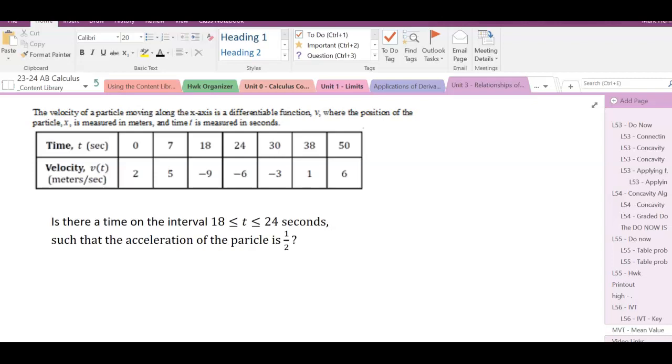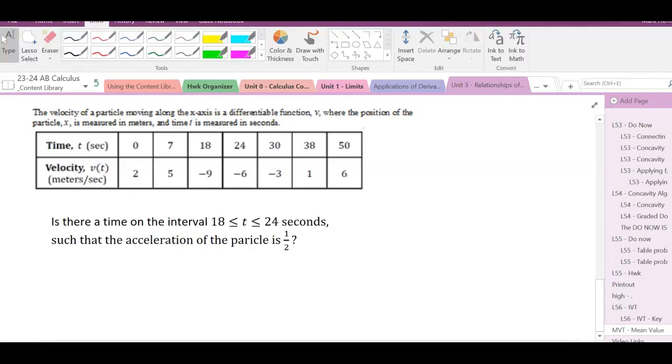So here's a question. Just take a minute to read it. The velocity of a particle moving along the x-axis is differentiable. Okay, so that's important. They've told us we're differentiable, so we also know we're continuous if we need it. Where the position of the particle is measured in meters and time is measured in seconds. So we're given velocity here. These are meters per second.